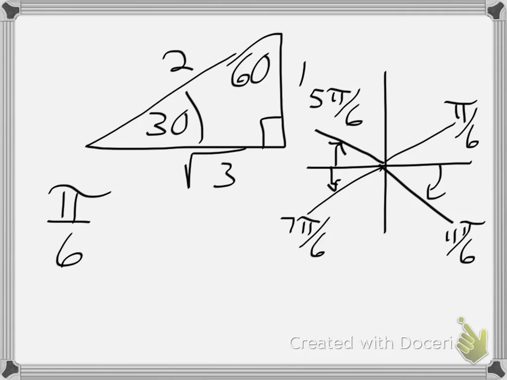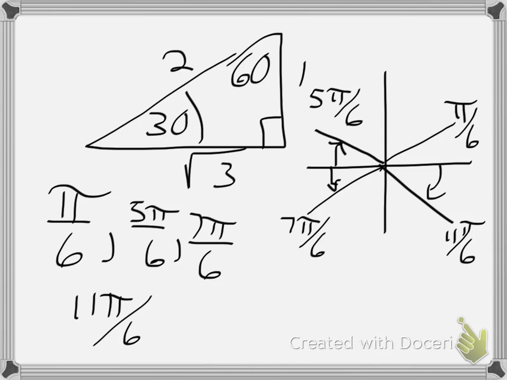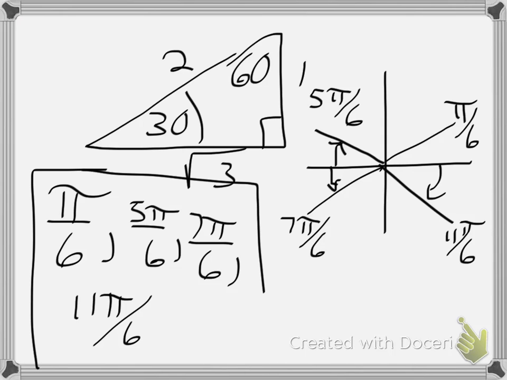Now since I'm talking about one revolution, within one revolution, what are my solutions? I don't need to put plus pi k, because I'm not being asked for all solutions. That's a different kind of question. So these four angle measures, these four radians are my total solution. So pi over 6, 5 pi over 6, 7 pi over 6, and 11 pi over 6 are my answers.